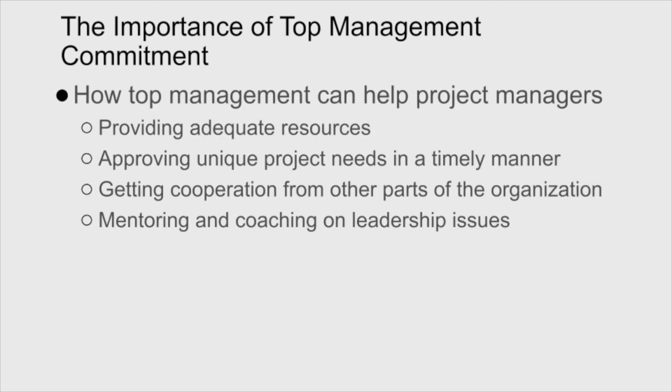So what do top management need to do? They need to provide adequate resources. They need to be able to be open to and approve unique project needs in a timely manner, so timeliness is important. They have to work towards getting cooperation with all parts of the organization, so that communication role. And they got to mentor and coach on leadership issues in order to really help move things forward.